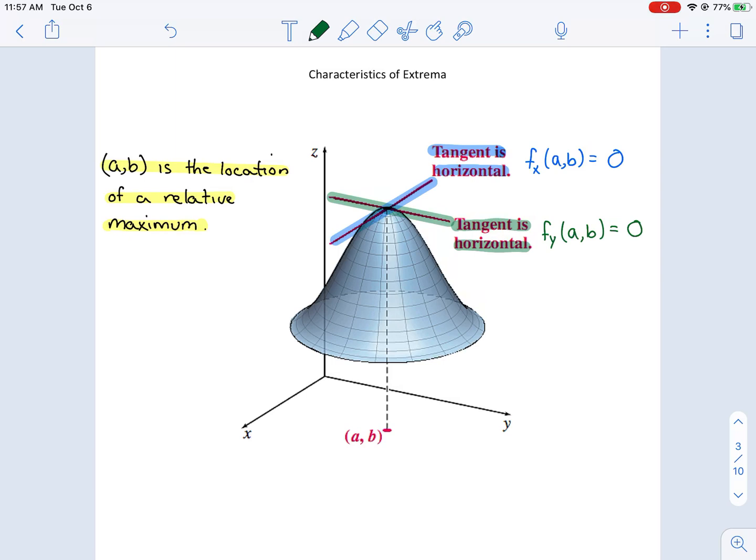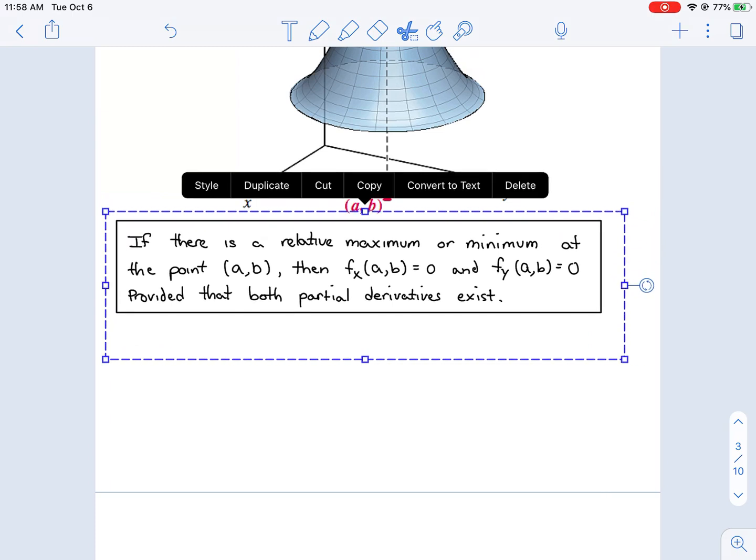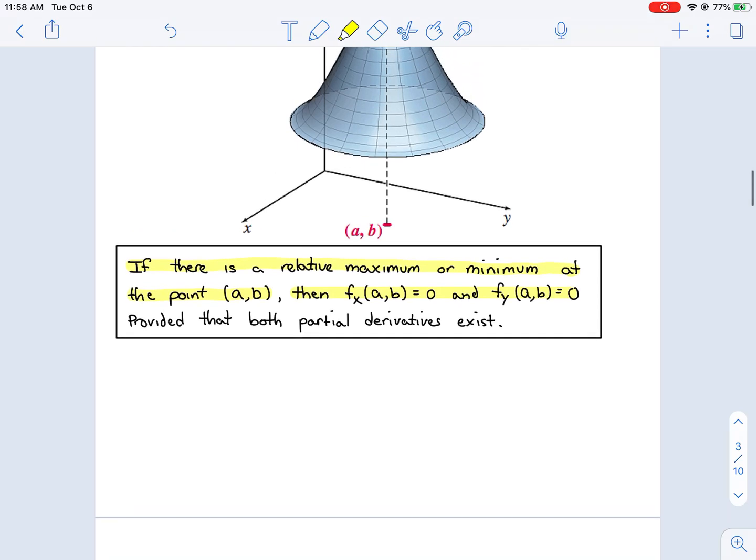So in this diagram, we started with the fact that AB is the location of a relative maximum and concluded that both partial derivatives were equal to 0 at the same time. So what I'm going to do is show you a statement that's true all the time. And here it is. If there is a relative maximum or minimum at the point A comma B, then both partial derivatives at AB will equal 0, provided that both partial derivatives exist. Okay. So that statement is true all the time.